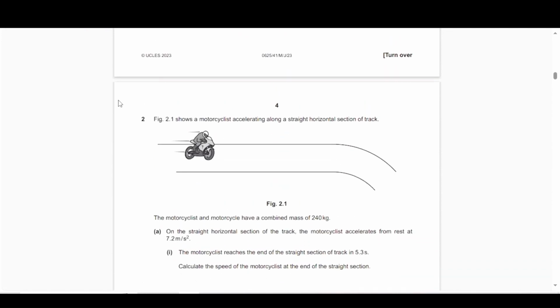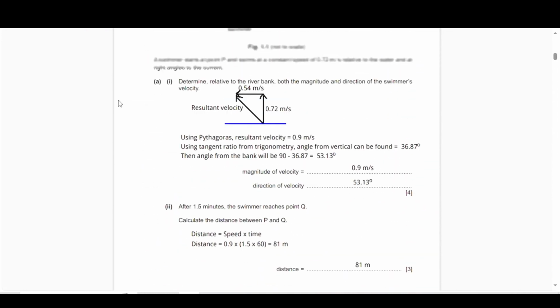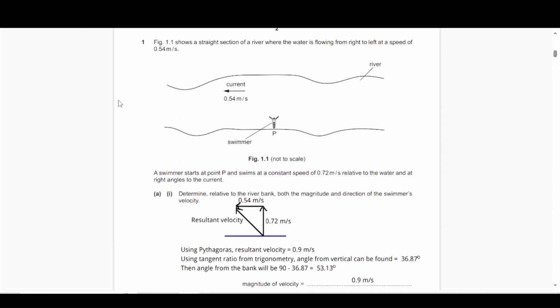So this is again a topic that is quite common. Figure 1.1 shows a straight section of a river where the water is flowing from right to left at a speed of 0.54 meters per second. A swimmer starts at point P and swims at a constant speed of 0.72 meters per second relative to the water and at right angles to the current.